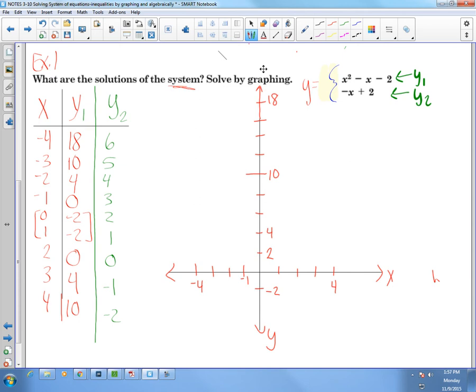We already talked about how y1 should be a quadratic function. So when we plot these points, it should look like a parabola. -4, 18. -3, 10. -2, 4. -1, 0. 0, -2. 1, -2. 2, 0.